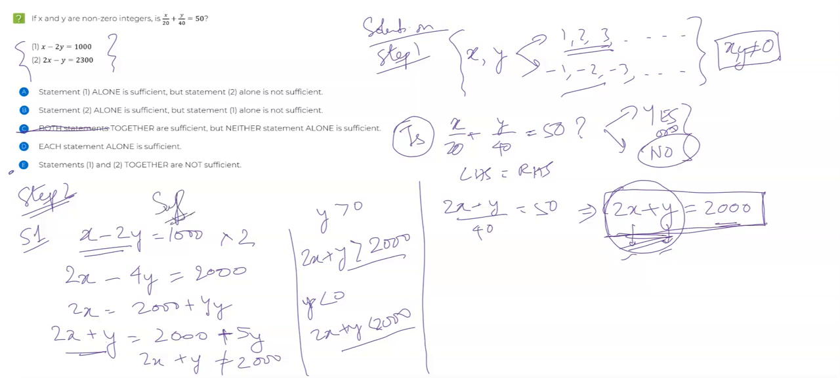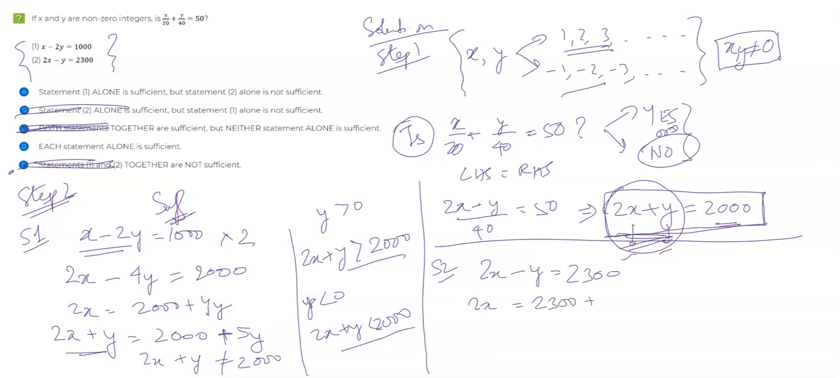And since statement 1 is sufficient, your answer can never be B, your answer can never be C, your answer can never be E. Your answer has to be either A or D, if the second statement also turns out to be true. Okay, now let's take the second statement and we'll do similar analysis here. See, you have 2x minus y is equal to 2300. Okay, now you need 2x plus y. So what you can do is take it this side, and add y here.